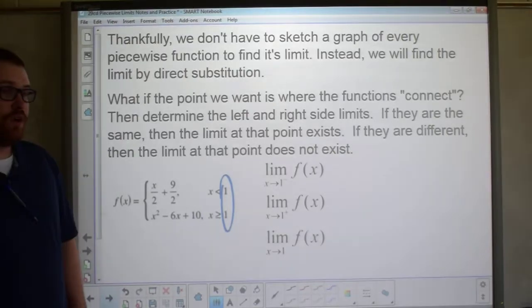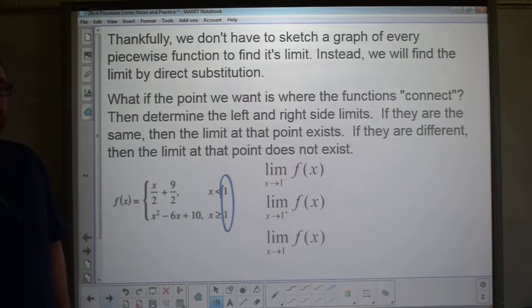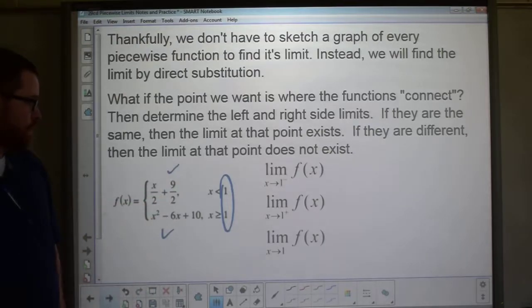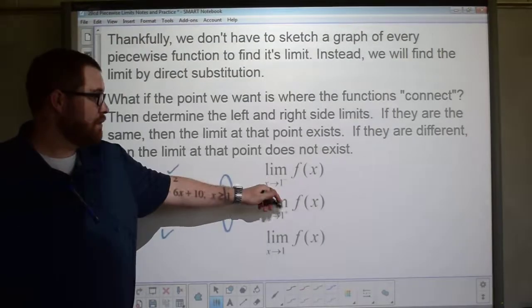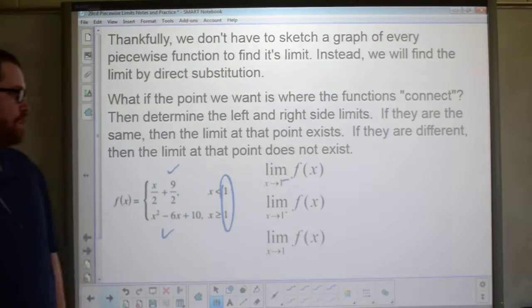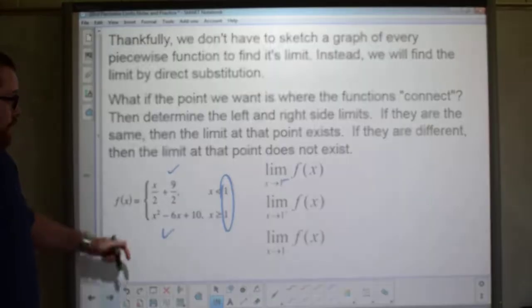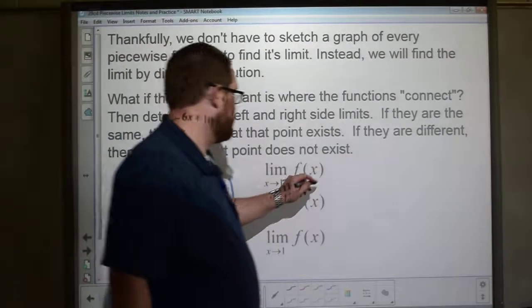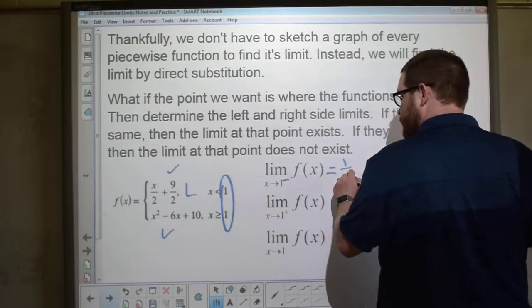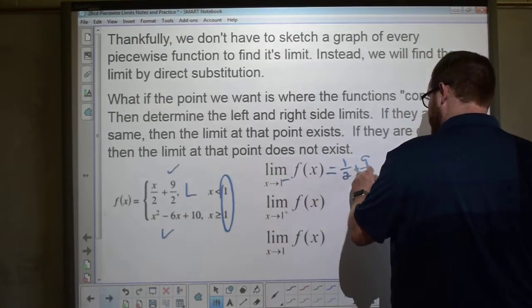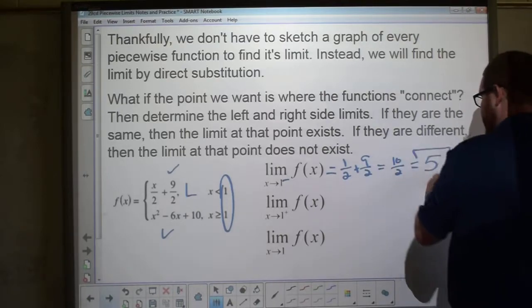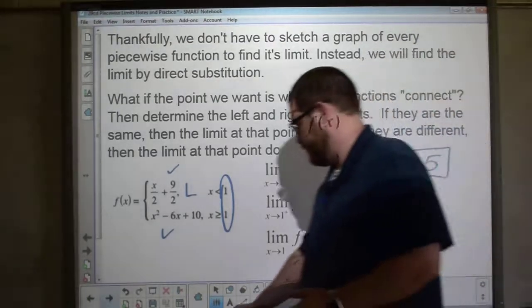Any other point I would want, I could just plug in. But because it connects at the point 1, I need to figure out the limit here at 1 and the limit here at 1. So this says the limit at 1 minus, in other words, the left side. Well, this is the left side because it's less than 1. So I'm going to plug 1 in right here. So I got 1 over 2 plus 9 over 2. Well, that's 10 over 2, which is 5. So the left side limit is 5.